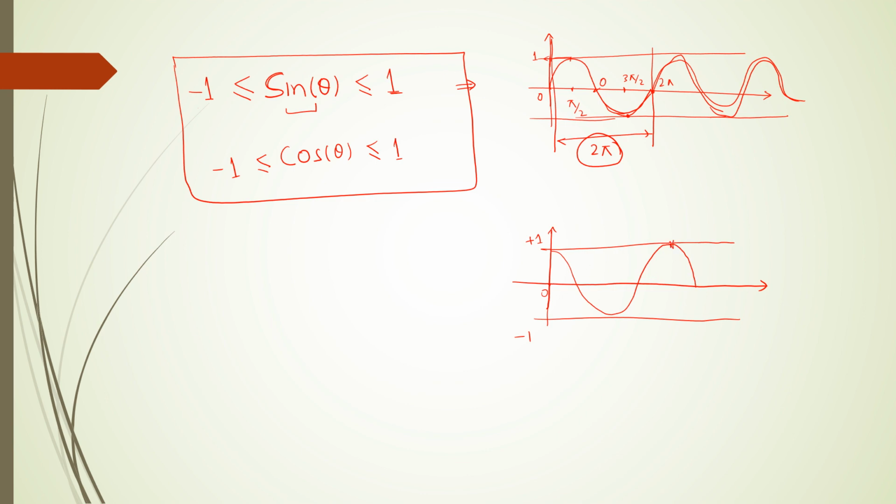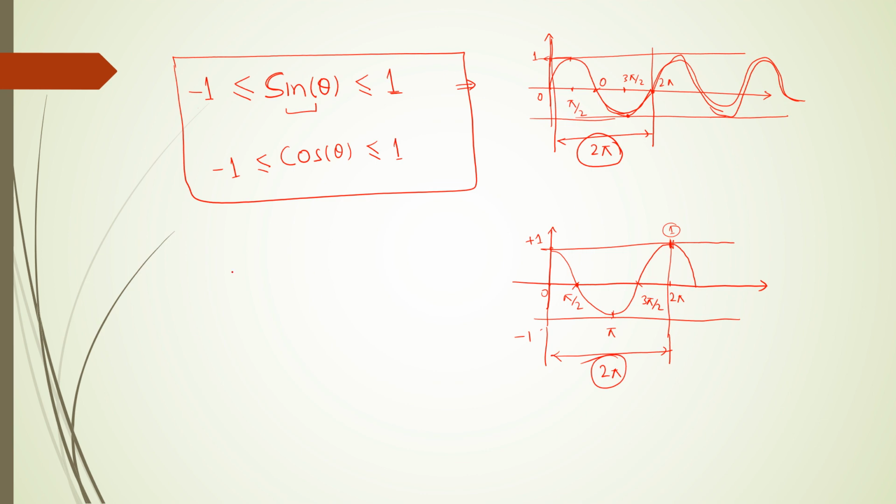So at 0, pi by 2: cos 90, meaning cos pi by 2, is 0. Then at cos pi it is minus 1. Then at cos 3 pi by 2 we will get 0. Then again at cos 2 pi it would be 1. So cos 0 is 1, cos 2 pi is 1. Again it's repeating from here, so its periodicity is also 2 pi.